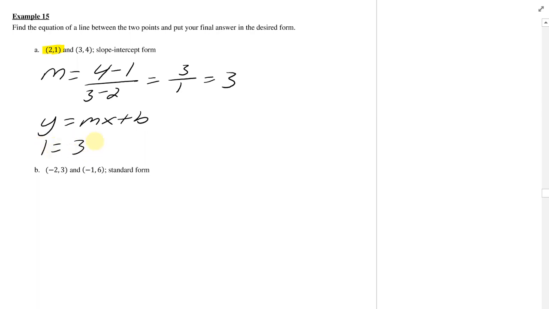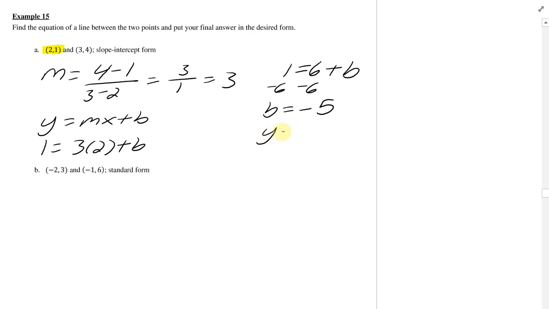Okay, so let's see. I'm going to plug all this in. So I get 1 equals 3 times 2 plus b. So this means that 1 equals 6 plus b. Subtract off the 6, so I get b equals -5. So I get y equals 3x minus 5. That's supposed to be in slope-intercept form, so we're good to go.